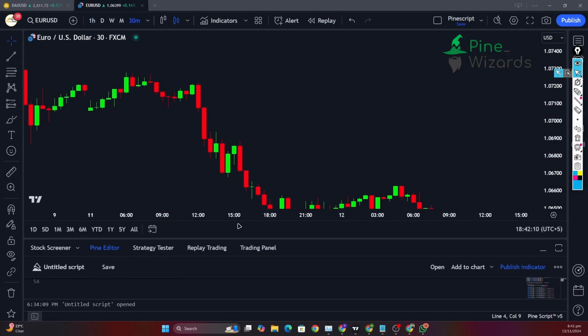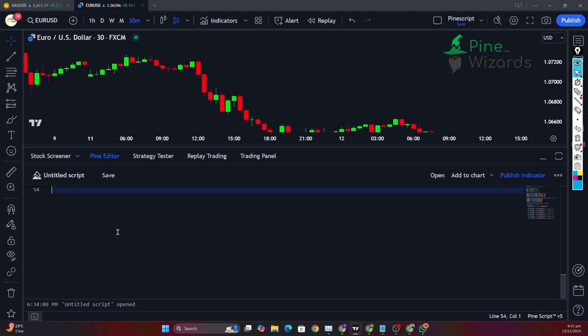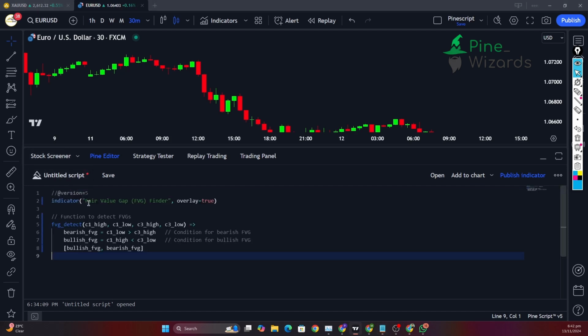So now let's go towards the coding. I'm going to copy and paste the code and then explain it line by line, because it will be much faster than just writing the code. So let's paste the first part. First of all, we're going to define the indicator, that is, fair value gaps finder, and then we want the overlay to be true. That is, we want to plot this indicator over the chart.